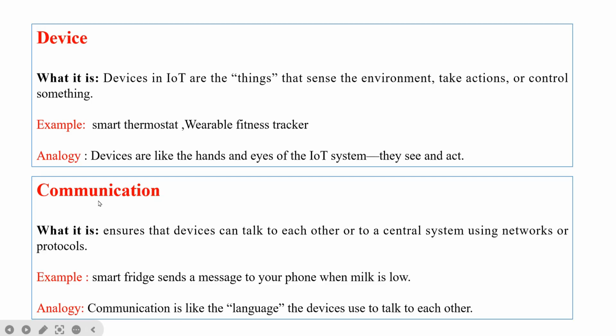Second is communication. The communication block ensures that the devices can talk to each other or to a central system using networks or protocols. An example is a smart fridge which sends a message to your phone when the milk is low. The devices can use Wi-Fi, Bluetooth or Zigbee to send the information. You can think of communication as a language which the devices use to talk to each other.